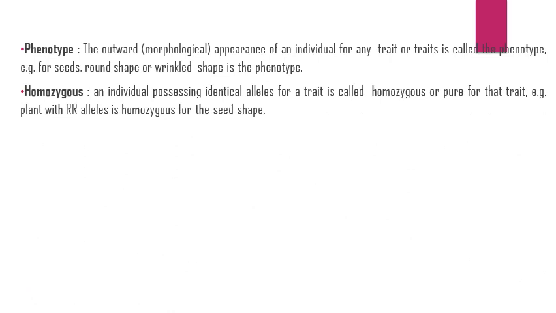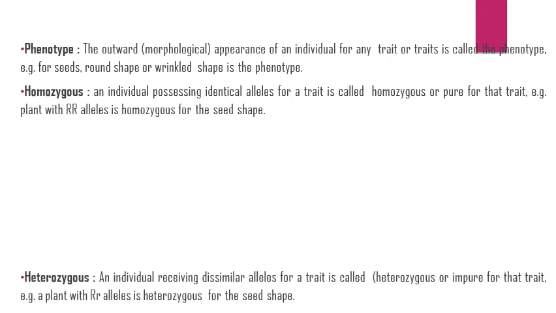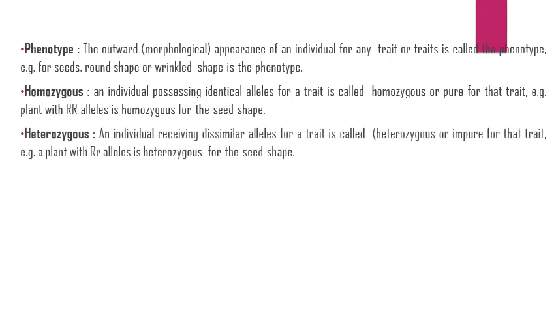Homozygous: an individual possessing identical alleles for a trait is called homozygous, or pure, for that trait. A plant with capital R capital R alleles is homozygous for the seed shape. Heterozygous: an individual receiving dissimilar alleles for a trait is called heterozygous or impure.